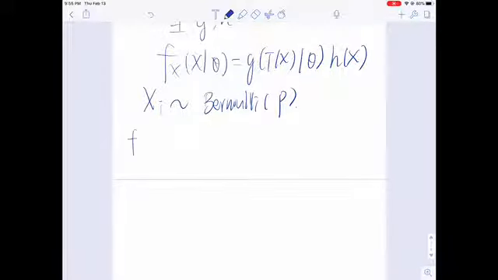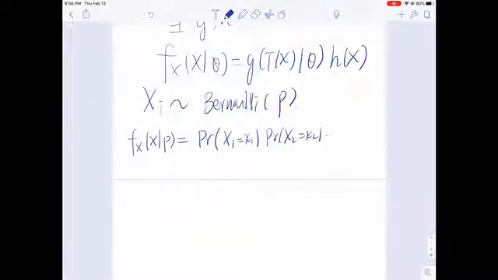So let's see how we can factorize this joint probability. This is equal to the probability that X1 is equal to x1, the probability that X2 is equal to x2, all the way to the probability of Xn equal to xn. Since they are IID, this equality holds. And let's plug in the PDF.